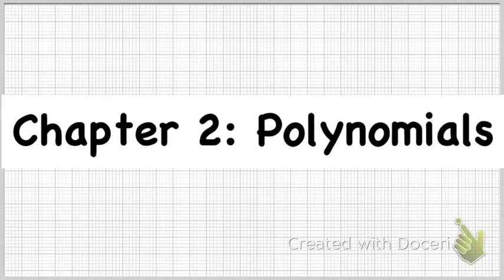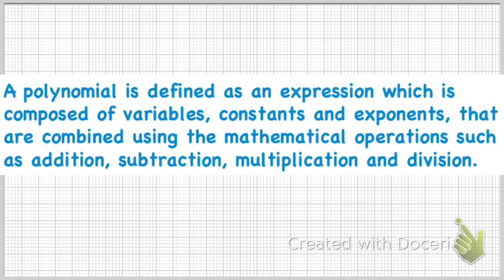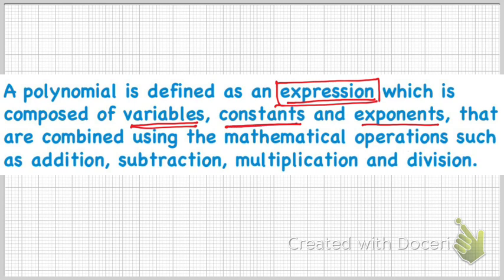Hey everyone, in this video lecture we will be discussing your class 10 mathematics chapter 2, polynomials. So, starting with the definition of a polynomial. A polynomial is defined as an expression which is composed of variables, constants and exponents. Means a polynomial is a kind of expression which consists of a few variable terms, a few constant terms and a few exponent terms that are combined using mathematical operations.